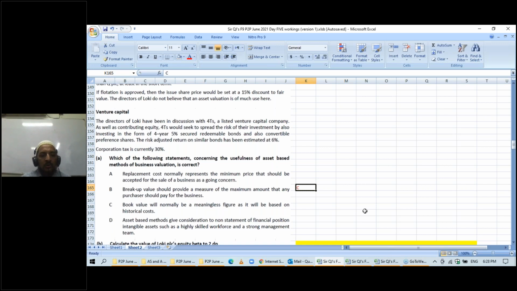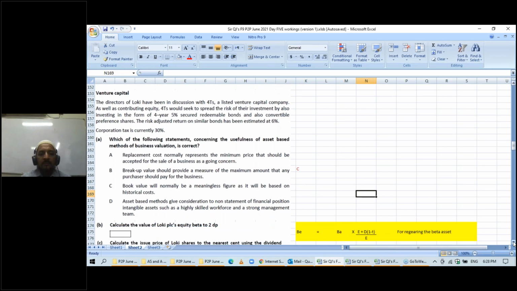And D is also not correct, as it says asset-based methods give consideration to non-statement of financial intangible assets. So asset-based methods usually take into account in valuation of assets that are present on the balance sheet. They do not take into account those assets which are not on the balance sheet, right? And they also may not consider goodwill type of things, intangible assets. So this is also incorrect.